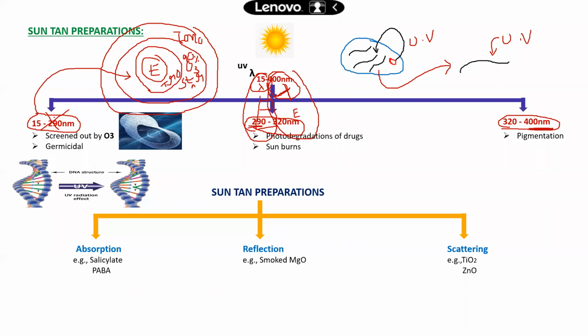This 15 to 290 nanometer means this is highly energetic, with very small wavelength. These high energetic rays are not available on Earth's surface. But in hospitals and in restaurants, we have to maintain the sterility and sanitation. So how can you maintain the sterility in that area? By using disinfectants.